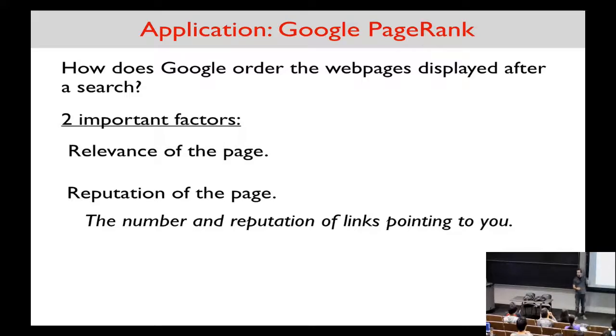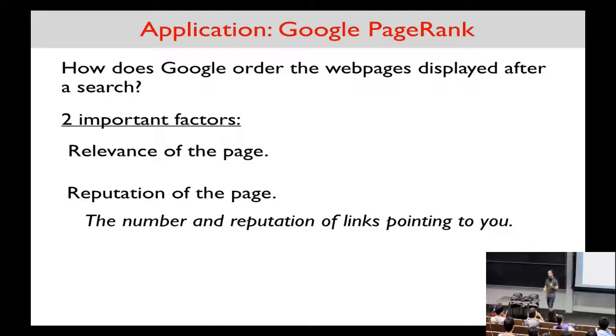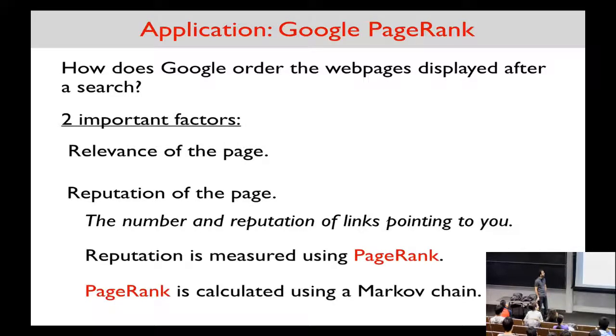Can someone tell me what's interesting about this definition? It has nothing to do with your page? No. Kind of circular? Yeah, it is circular. I'm defining the reputation by the number and reputation of links pointing to you. What's remarkable is that this is not a problem. You would think that it would be a problem, that if you define it in a circular way, that's not a good definition, not a well-defined concept. But it turns out that this is okay. With Markov chains, we will see that this kind of definition actually works.